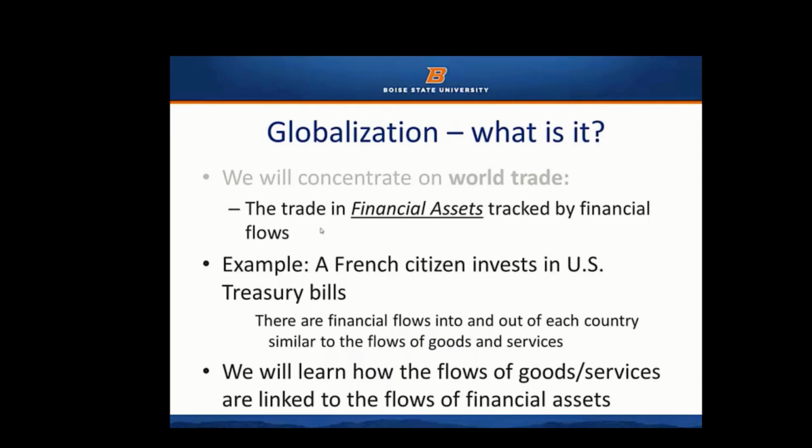So when a foreigner buys U.S. financial assets, such as a corporate bond, U.S. government bond, that's a flow of financial assets from one country to another. And as we'll see when we do the balance of payments, these two flows, the flows of goods and services and the flows of financial assets, are linked, inexorably linked. So we'll see why that is.